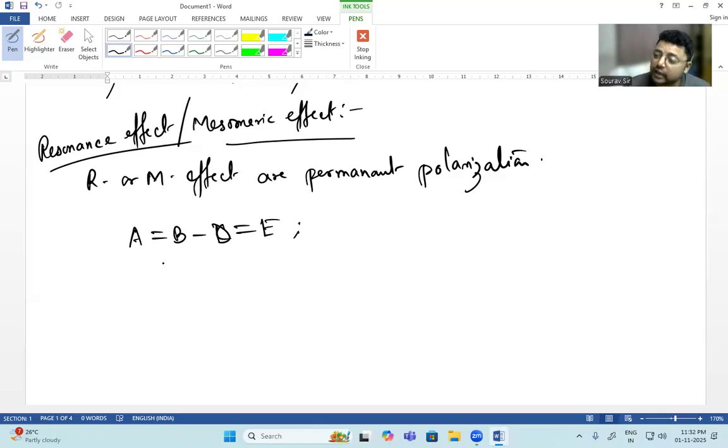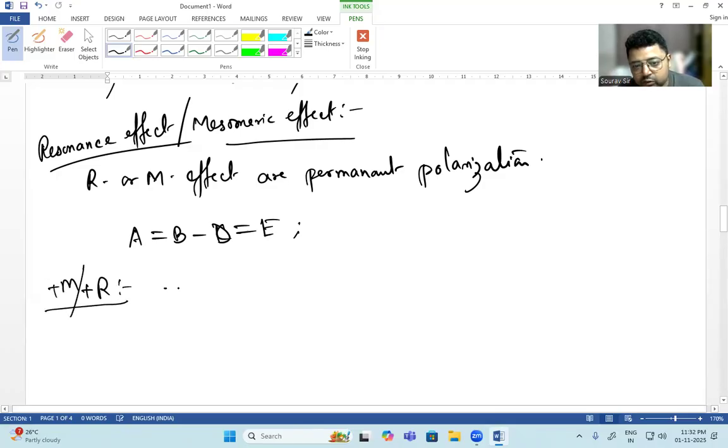So the elements or atoms which have lone pairs actually show this R and M effect. Plus R means electron donating effect, or plus M is electron donating effect. Who can show it? Oxygen, it can be OR, it can be OH. Then NH2 or NR2, anything. Those who have lone pairs: sulfur, halogens. These are plus M effect.